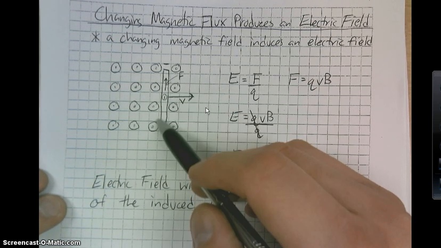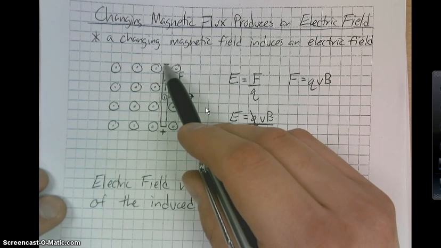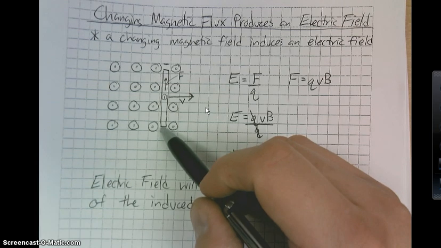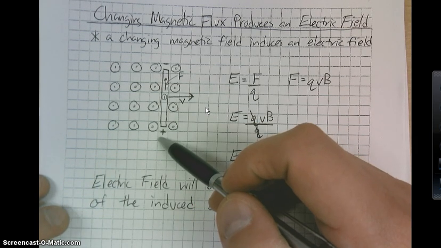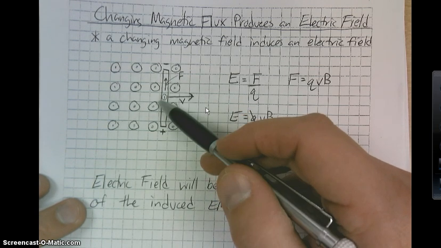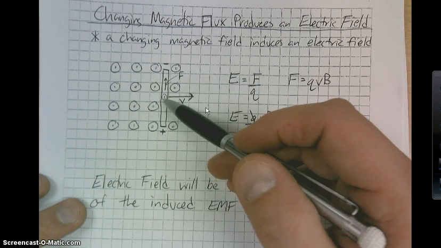So if you have a conductor and you're moving through a magnetic field, you end up building up negative charges on one end and positive charges on the other. Well, if you have a buildup of negative and positive charges, then what you've created is an electric field that runs from positive to negative inside the conductor itself.